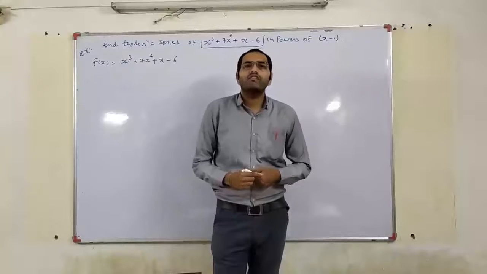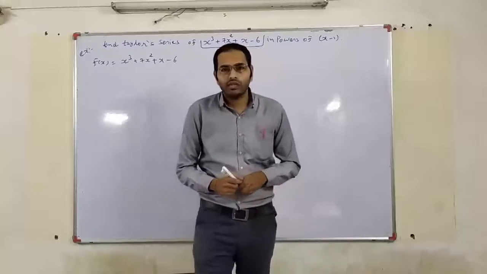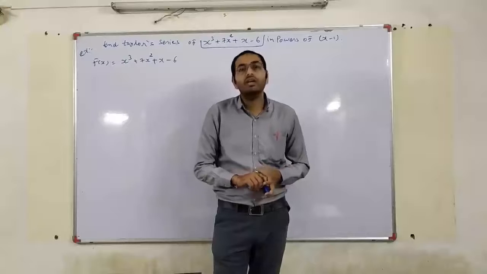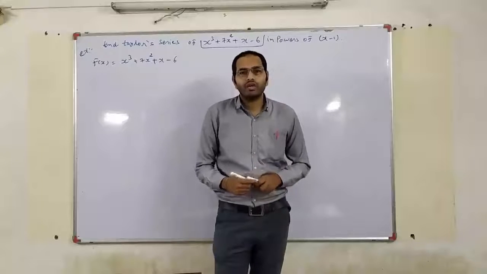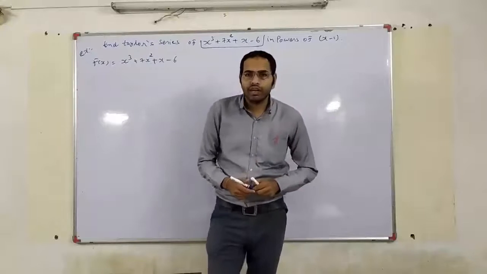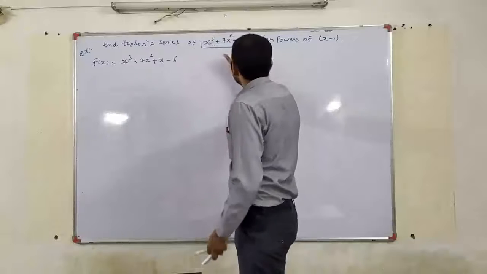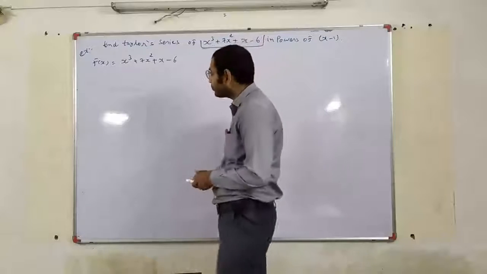In the earlier lecture, we already discussed Taylor series, another form of Taylor series, and examples of Maclaurin series. Today's session, we discuss examples of Taylor series. Let's start with one example. Find the Taylor series of x cube plus 7x square plus x minus 6 in powers of x minus 1.